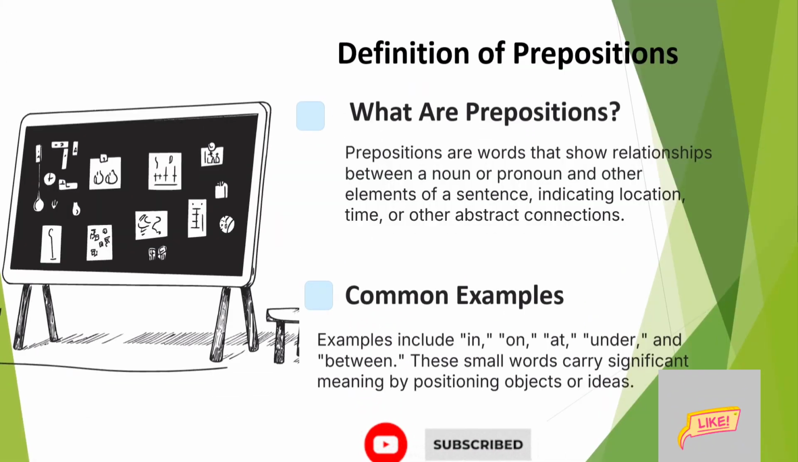What are prepositions? Prepositions are words that show the relationship between a noun or pronoun and other elements of a sentence, indicating location, time, or other abstract connections. Common examples: in, on, at, under, and between. These small words carry significant meaning by positioning objects or ideas.